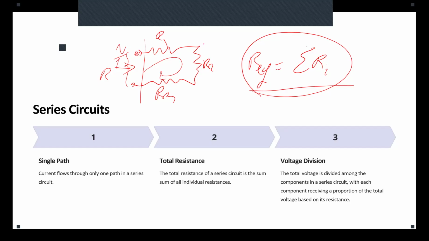When you have such a connection between the resistors, the total voltage across the terminals would also divide between the resistors based on their value. How would the voltage divide? For example, let's say we have voltage Vs between these two terminals. What is the voltage across the second resistor?